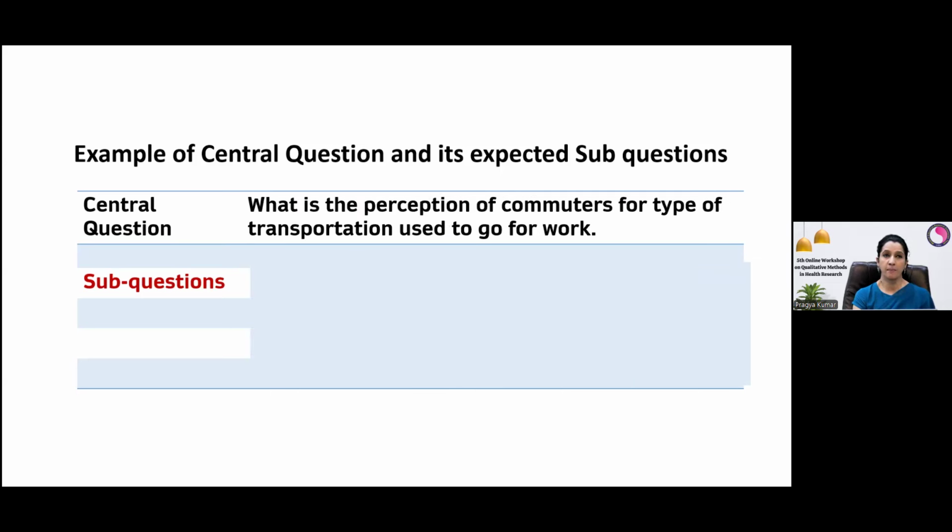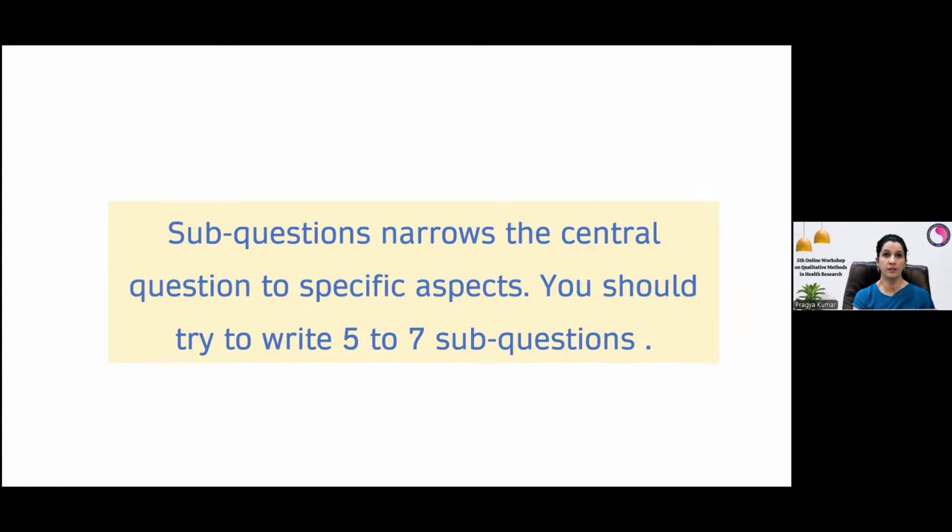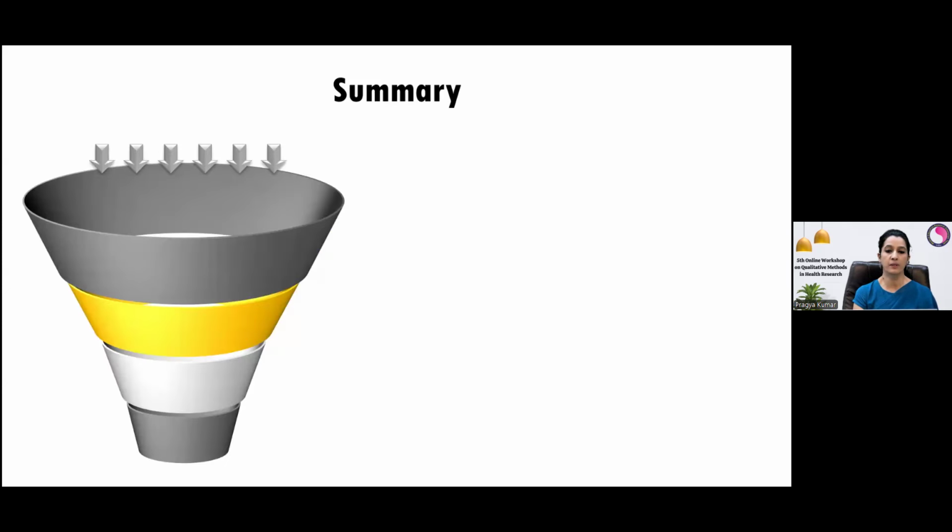Again, this is an example of a major central question, like what is the perception of commuters for the type of transportation used to go for work? Then sub questions: similarly, you can have sub questions related to that main central phenomenon, dissecting it more, and then asking about those particular domains from the participant. So sub questions narrow the central question to the specific aspects we discussed. And generally, we should write at least 5 to 7 sub questions for a main central question.